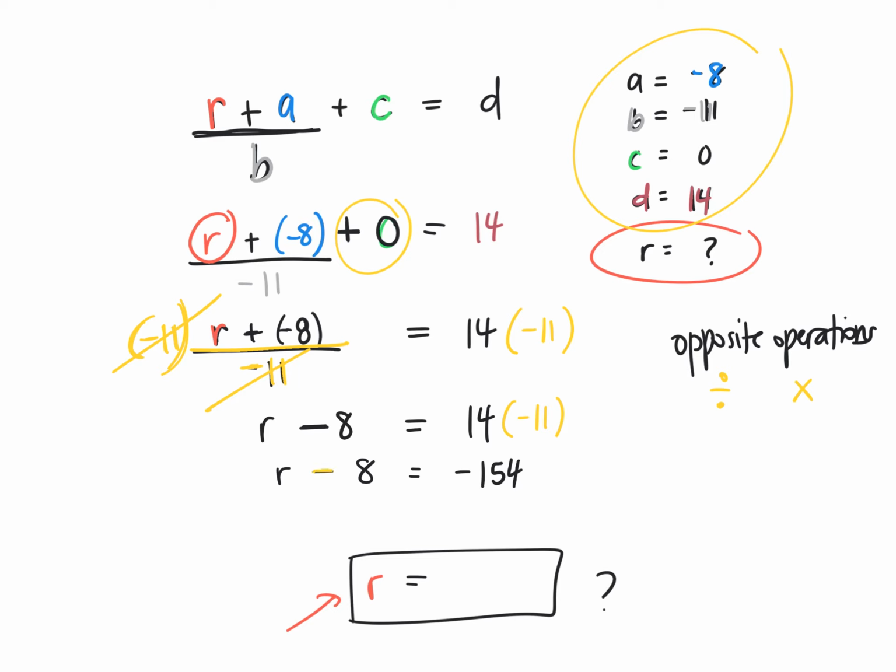But I want to get rid of this take away 8. What's the opposite operation? The opposite of subtraction is, that's right, addition. If I add 8, I've gotten rid of it. So what do I have to do to the right side? I have to add 8. So I'm just left with this r now. That was my goal. I just wanted to have r by itself. So let's simplify it. What is -154 plus 8? That's equal to -146, and that is the final answer. r is equal to -146.